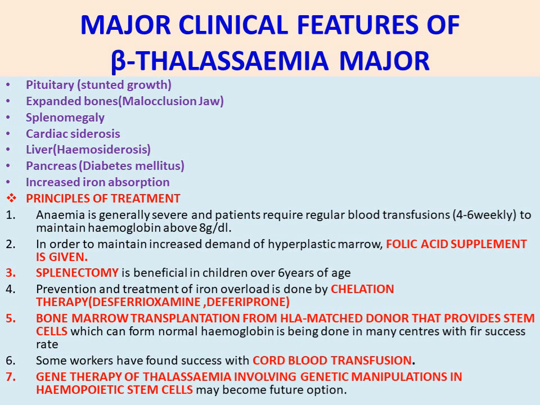Sixth point, some workers have found success with cord blood transfusion. So cord blood transfusion has been done and they have got success. The seventh one, gene therapy of thalassemia involving genetic manipulations in hematopoietic stem cells may become a future option. So gene therapy for thalassemia is the major option for future researchers.